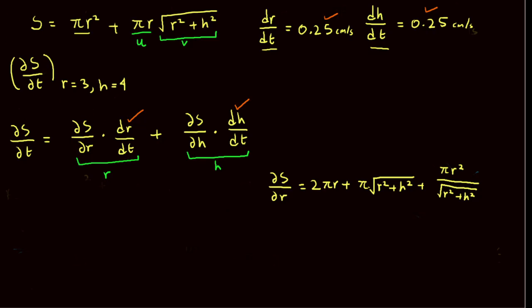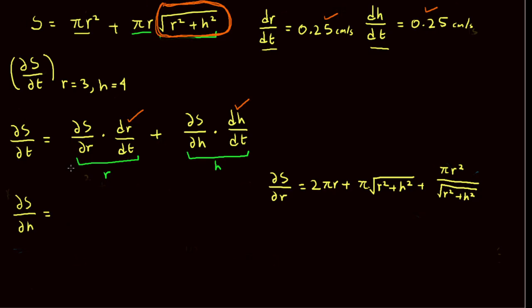Okay, now for del S del H. If you're finding del S del H, it's pretty easy, because the only thing you have to be really worried about is just this part. You don't have to worry about u, you don't have to worry about v, you don't have to worry about anything else, just only this part which we have circled in orange. Everything else is just a constant, you can forget, no worries.